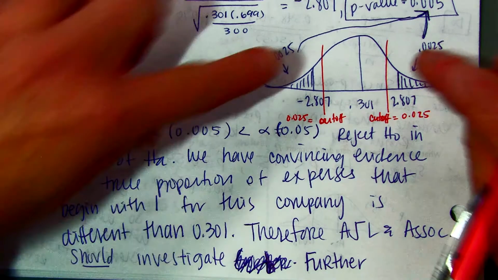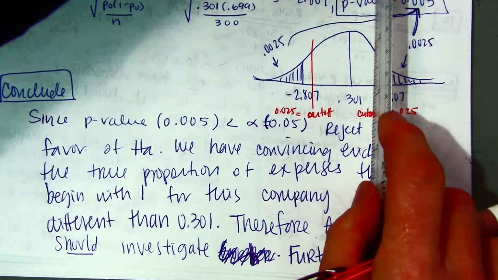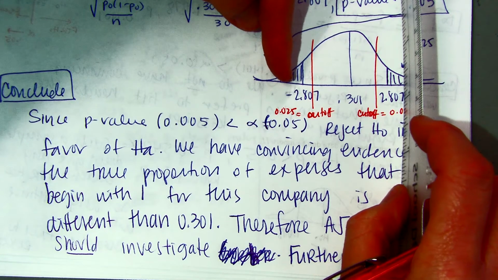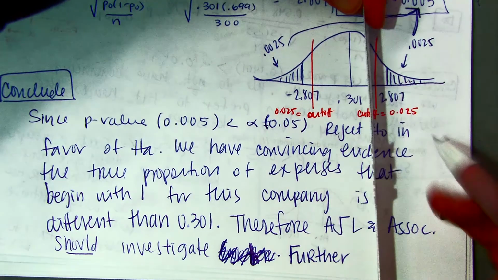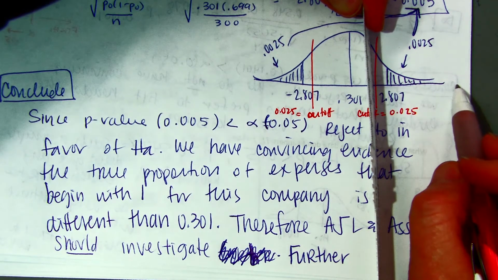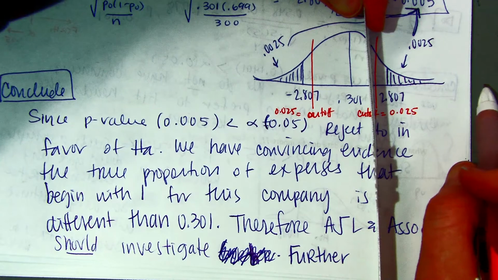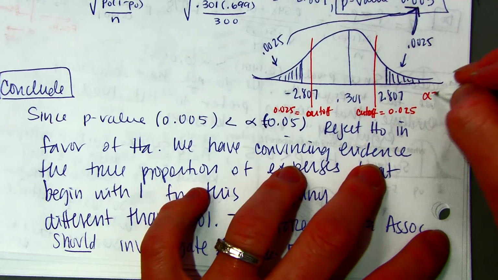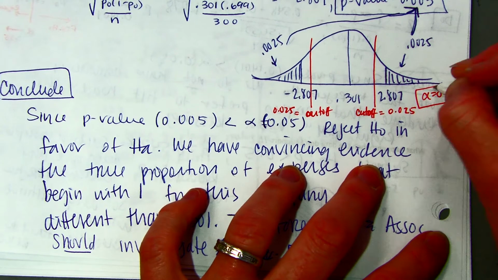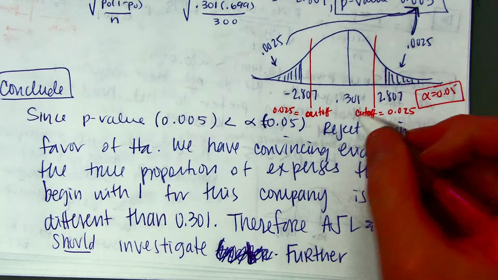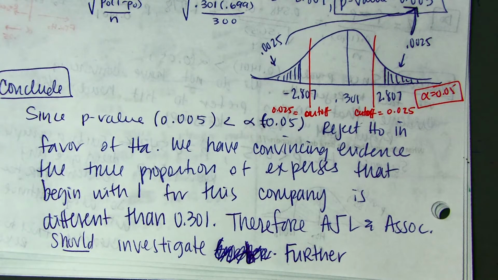So if these vertical lines were inside this region, then I would be failing to reject. But since the cutoff is here and the area is beyond that, away from the null hypothesis, then I reject the null hypothesis. So the alpha value in its entirety is 0.05. But if I were to put it on the picture, I would say that 0.025 are the cutoffs on either side.